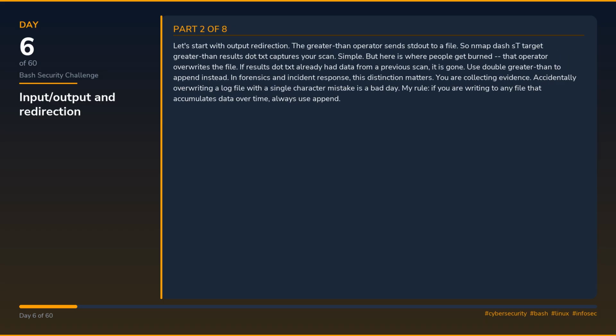Let's start with output redirection. The greater than operator sends stdout to a file. So nmap -sT target > results.txt captures your scan. Simple. But here is where people get burned, that operator overwrites the file. If results.txt already had data from a previous scan, it is gone. Use double greater than, >>, to append instead.